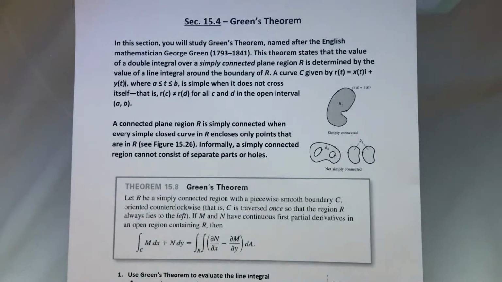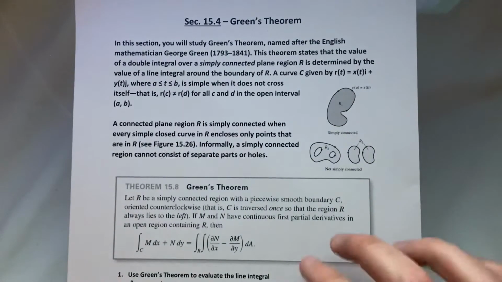A curve C given by the vector valued function x of t i plus y of t j, where t is between a and b, is simple when it does not cross itself. That is, r of c is not equal to r of d for all c and d in the open interval a, b. So basically, it's not like a figure eight. You can make a zero around an area. You can kind of make like a D, but a figure eight where it crosses itself is not allowed.